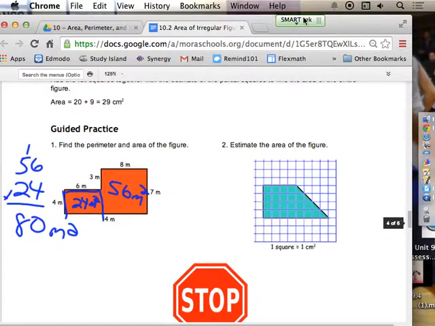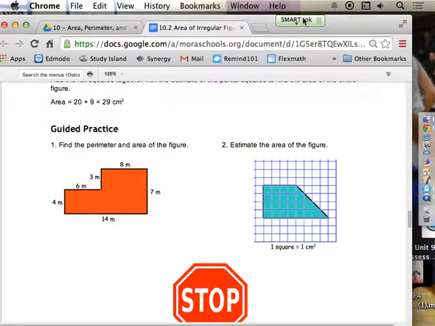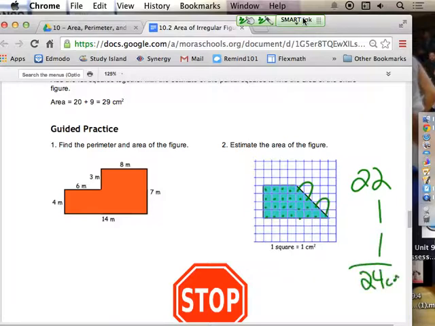Come over here. We'll figure out the area of the figure. We could do perimeter too, but we're just going to do area. Once again, I can count the squares. 1, 2, 3, 4, 5, 6, 7, 8, 9, 10, 11, 12, 13, 14, 15, 16, 17, 18, 19, 20, 21, 22. Counting all the full squares. I have 22. Can I put halves together? Those two halves together make another one. Those two halves together make another one. 24. 24 centimeters squared. All right.